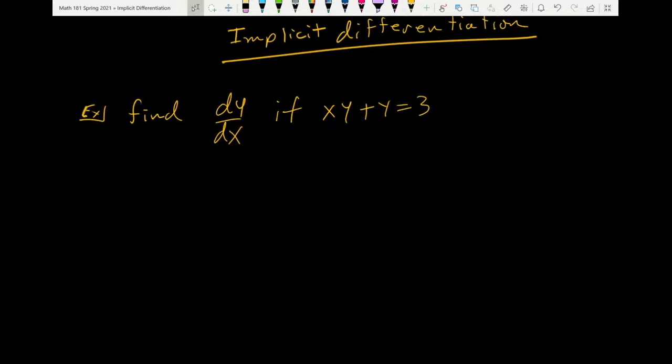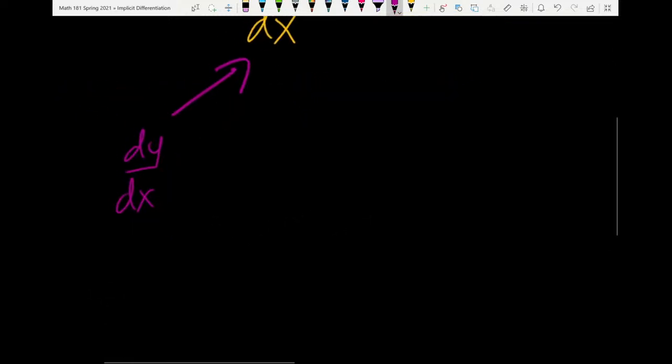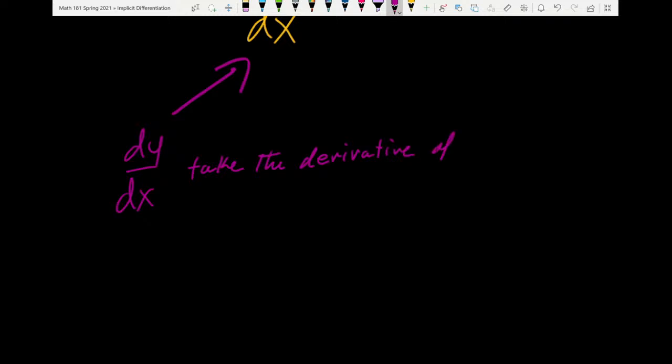So the way you have to read this, dy/dx is: take the derivative of y with respect to x. That's what we will look at.